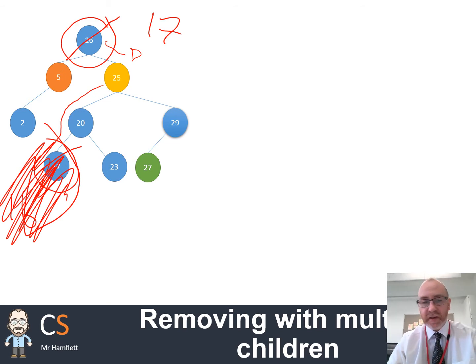If you look at the tree very carefully, we've got 17 at the root now, so 5 is smaller, 2 is smaller, brilliant, we haven't broken it yet. 25 is bigger, 20 is bigger, 23 is bigger, 29 is bigger, 27 is bigger, we haven't broken anything. So the binary search tree has remained correct, it's retained its integrity, therefore the algorithm has worked.